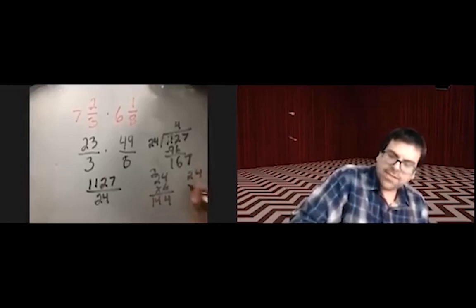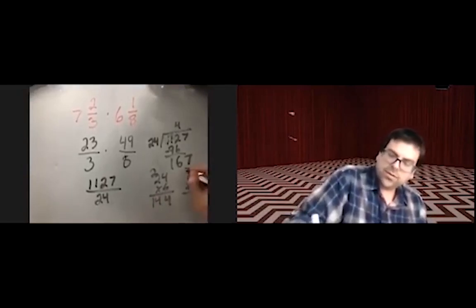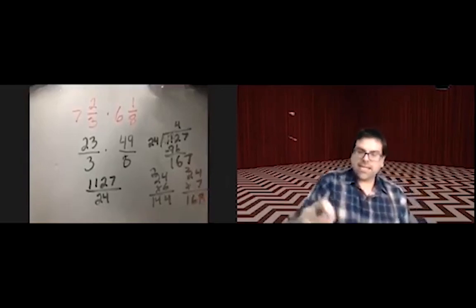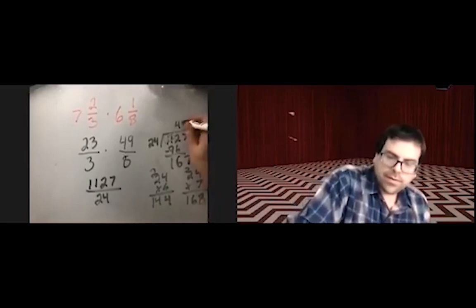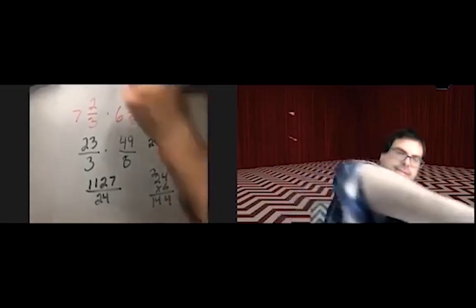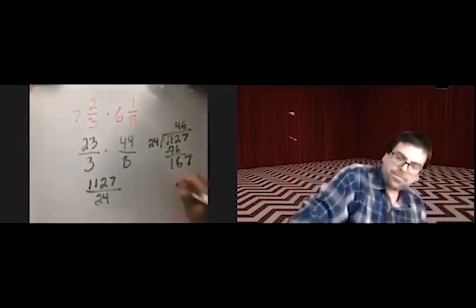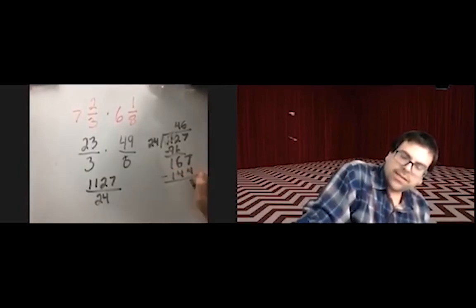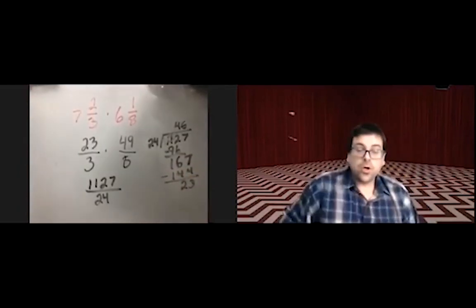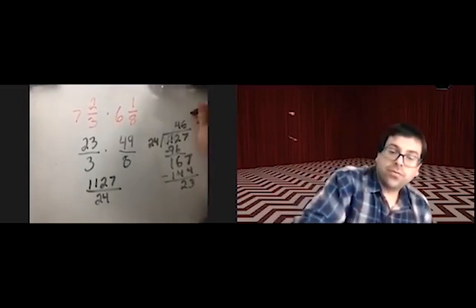Does 24 times 7 fit? 7 times 4 is 28. Carry the 2. 168. It just barely doesn't fit. 6 times 24 is 144. Subtract. That's 23. We have nothing else to bring down, so that's our remainder.